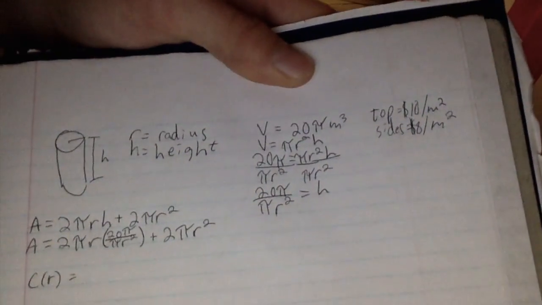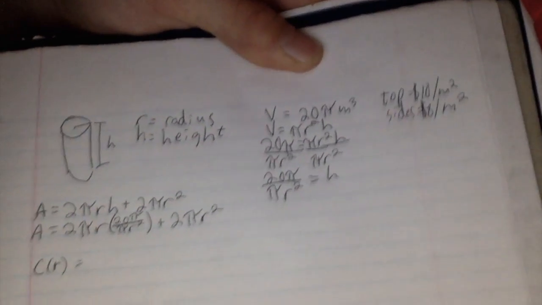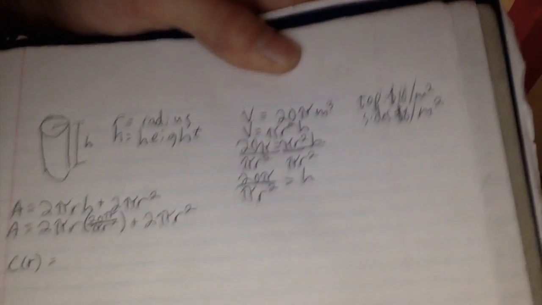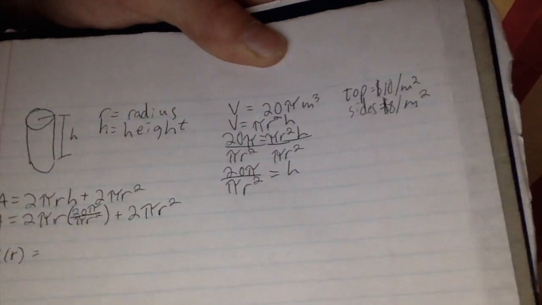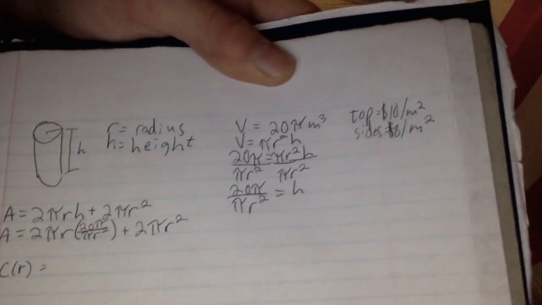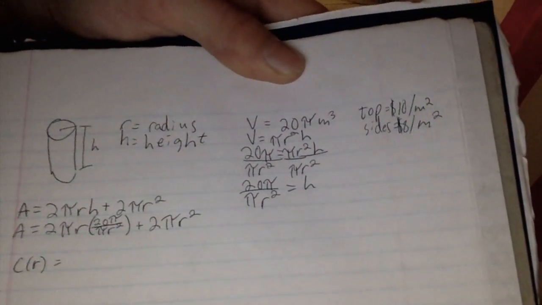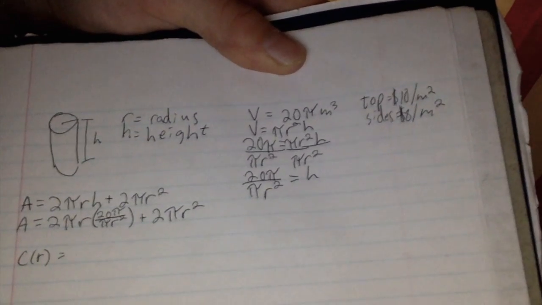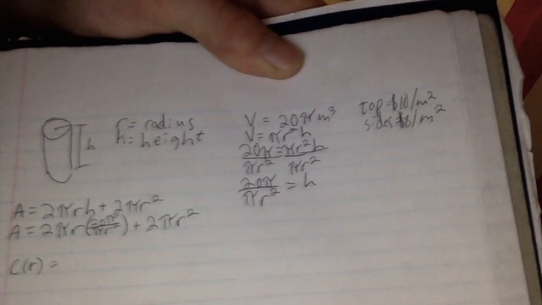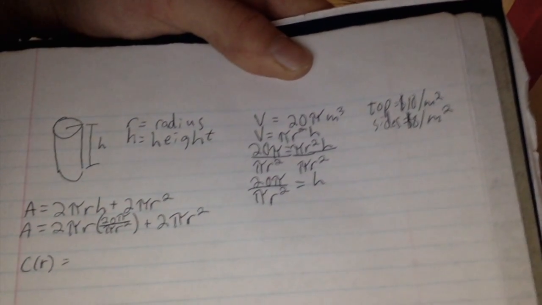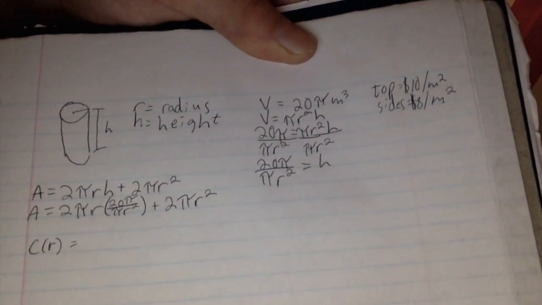Tonight I'm going to show you how to do an optimization problem and a rectilinear problem. So we can start with the optimization problem. The question is, a cylindrical can is to hold 20 pi meters cubed. The material for the top and bottom costs $10 per meter squared, and material for the side costs $8 per meter squared. Find the radius and height of the most economical can.